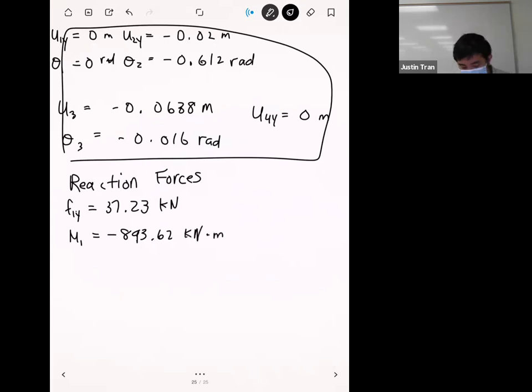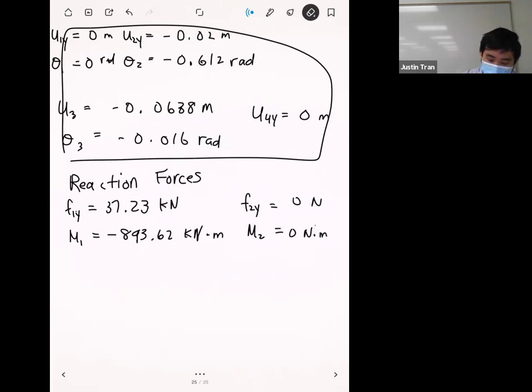Okay. And so we have interesting reaction forces on node 1 because that's where we have our fixed support, right? And so we have a good reaction force there. Node number 2 doesn't have any boundary condition applied to it, and so it shouldn't have any reaction forces at all. Okay, and so we have 0 newtons and 0 Newton meters for F2y and M2.